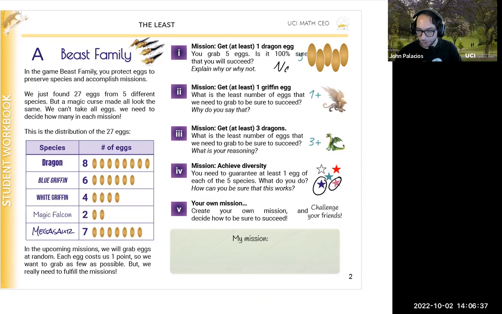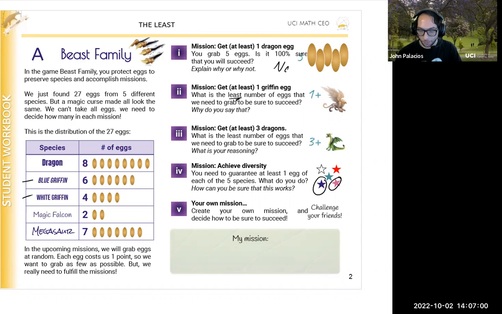Now, mission 2, we want to get at least 1 griffin egg, and there are 2 types of griffin. There's blue and white griffin. We're asked what is the least number of eggs that we need to grab to be sure to succeed. And you want to invite your students to explain why they think that. Maybe they can conduct experiments.